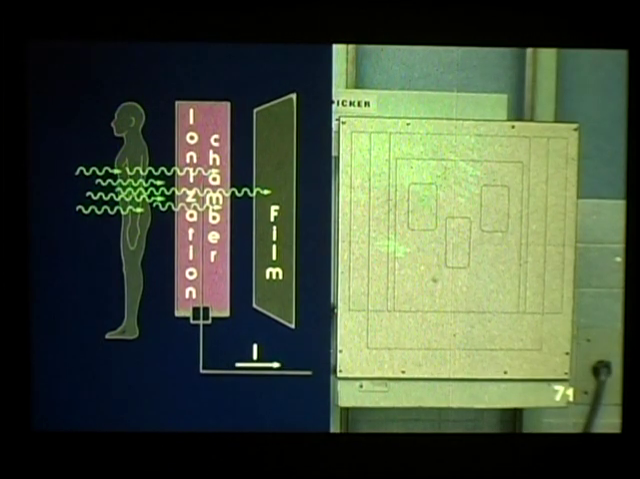On the right is a typical wall-mounted chest cassette with 3 ionization type AEC sensors. The signals from any one sensor or a combination of all 3 sensors can be used to determine exposure time.